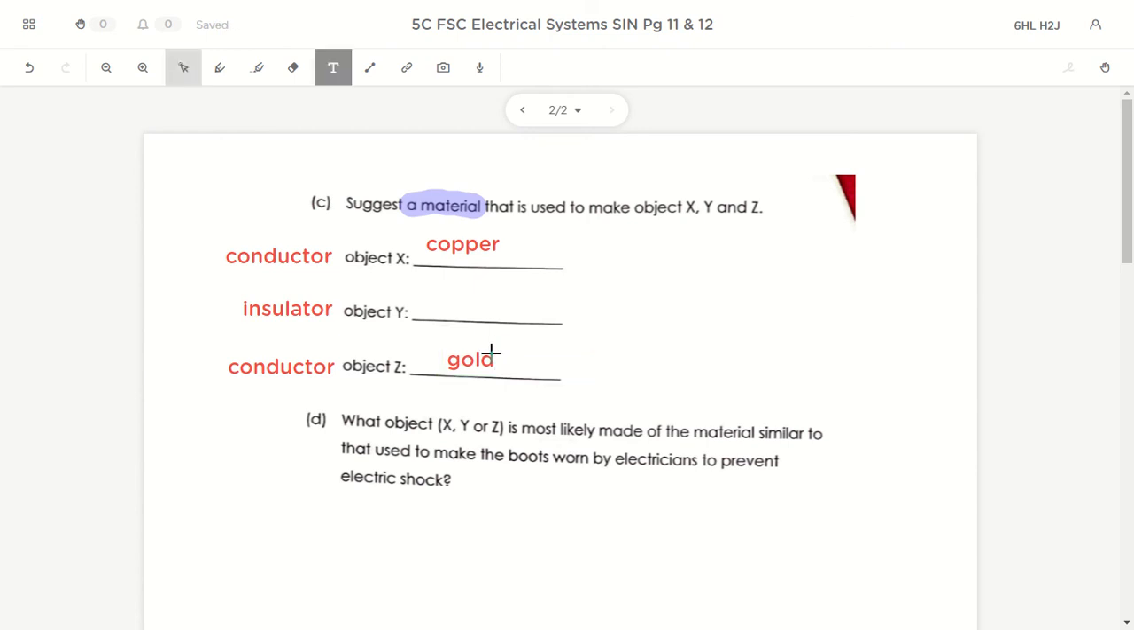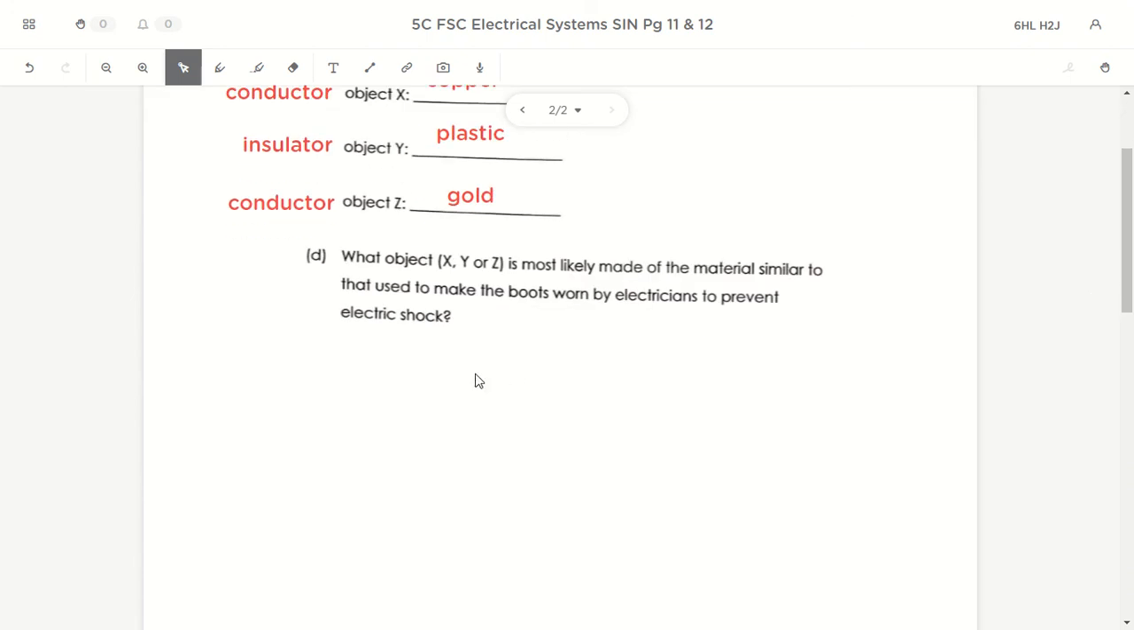And then for the insulator, I cannot put anything that's metal. I can just put things like plastic. Okay, so it's that simple. As long as you tell me a material that is an insulator, I'm fine with it. So it can be plastic, fabric, rubber, ceramic. Any other material that is not a metal will be acceptable for Y.